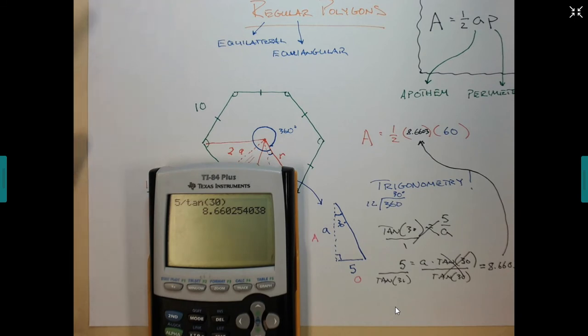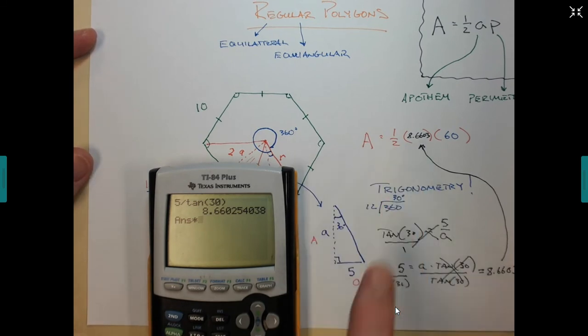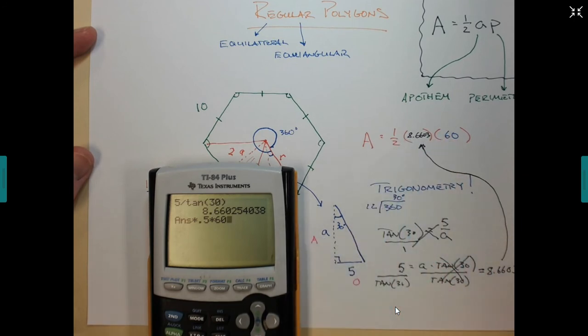Now I know I wrote it down as a rounded value, but I'm going to use this unrounded value here, because if I just hit times, it's going to grab that entire answer unrounded, and then I'm just going to put the rest of this into my calculator. All right. I can put in 0.5 for 1/2 and multiply by 60. So I have the apothem times the perimeter, and I want 1/2.